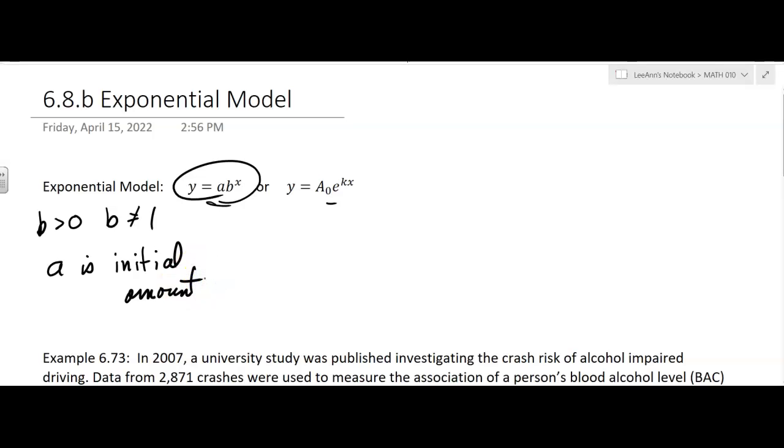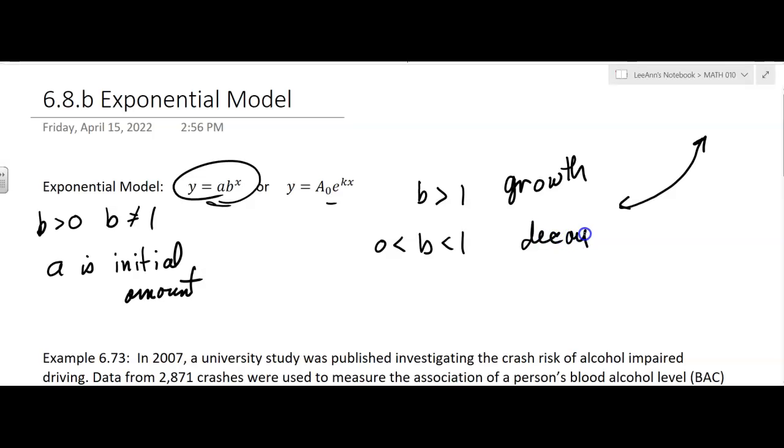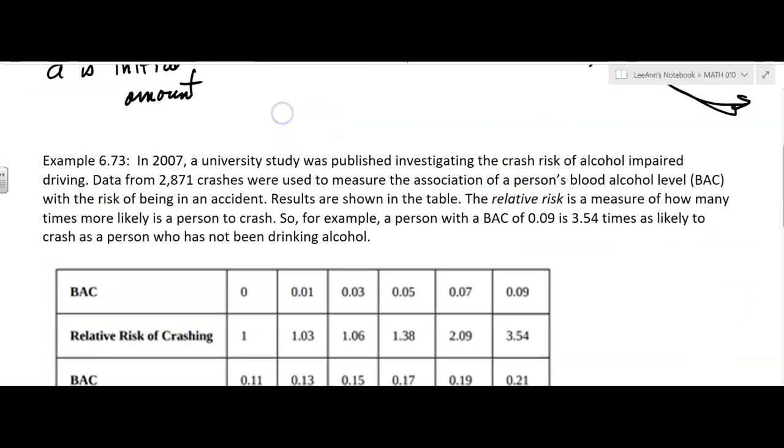And then we know a little bit about it. If b is greater than 1, it's a growth model. It's increasing, and it goes like that. If b is between 0 and 1, it's a decay model. It's decreasing, and it goes like that. Okay, so that's just a brief review of exponential models.